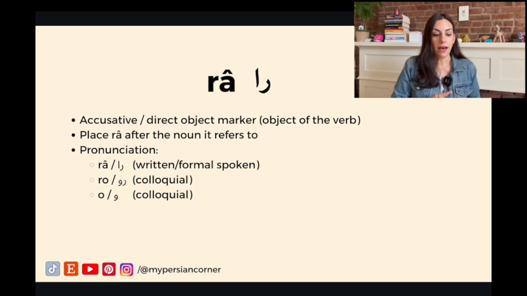But we'll talk about the difference between ro and o and when you're going to use one or the other. I should tell you that regardless of which one you use, it's totally fine. It's not to say that using ra is incorrect or using o instead of ro is correct or incorrect. It's just a matter of the spoken versus written form and how it comes more naturally when we're speaking.